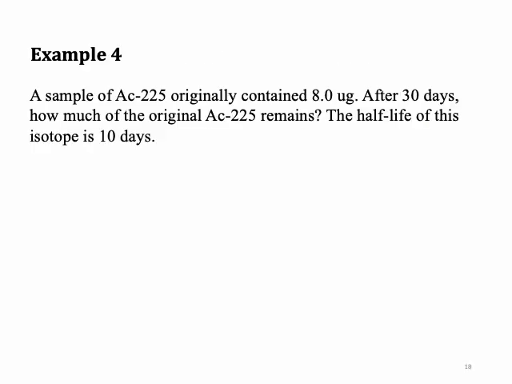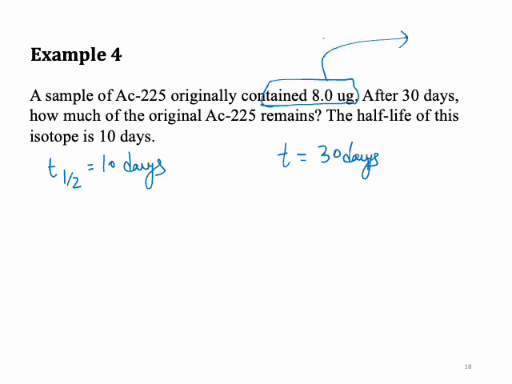Okay. Questions could be like this. A sample of actinium-225 originally contained 8 micrograms. After 30 days, how much of the original actinium sample remains? The half-life of this isotope is 10 days. So half-life is 10 days. The time that has passed is 30 days. And the initial amount was 8 micrograms. So the question is asking after 3 half-lives, after 30 days, how much sample is left?